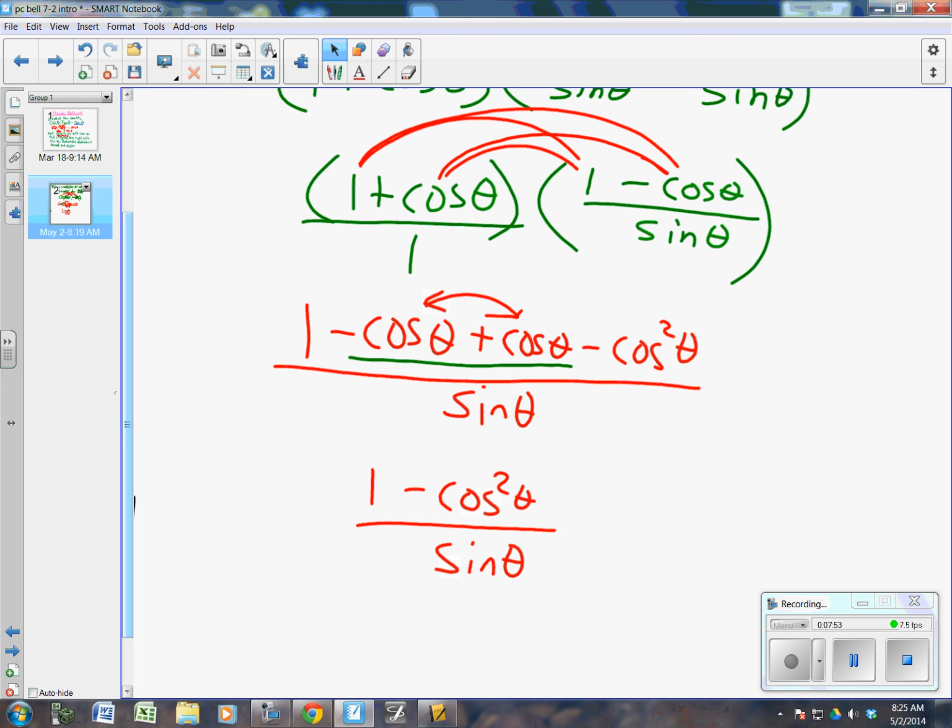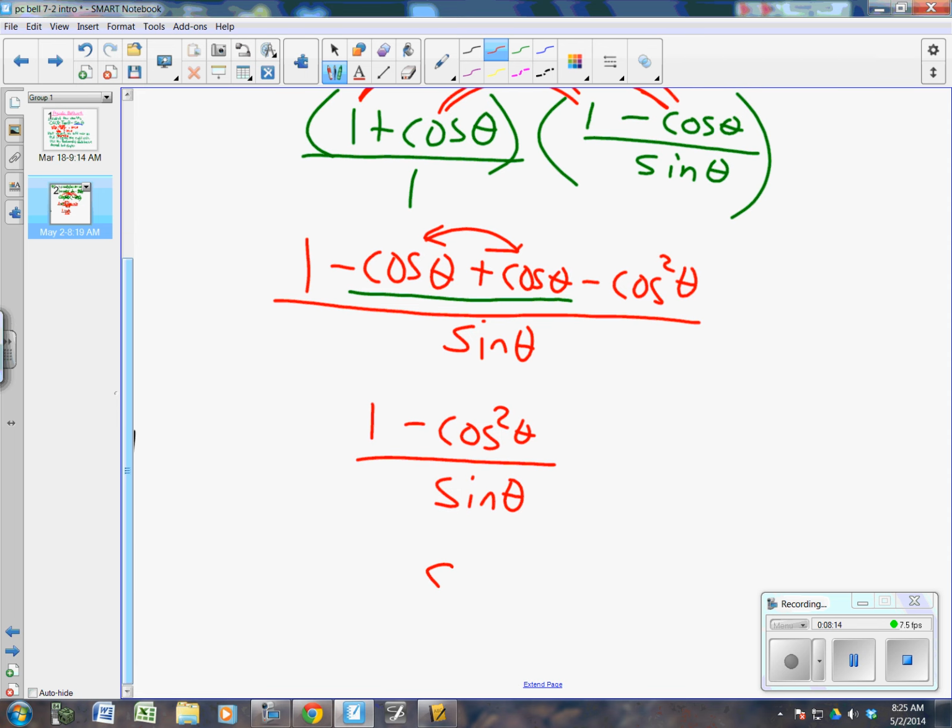Now, you guys, the rest of this problem is kind of like one that we did the other day. What is 1 minus a cosine squared? You have an identity. Close. Sine squared, yeah. So that's sine squared. So I'm going to replace 1 minus the cosine squared with sine squared of theta over the sine of theta.